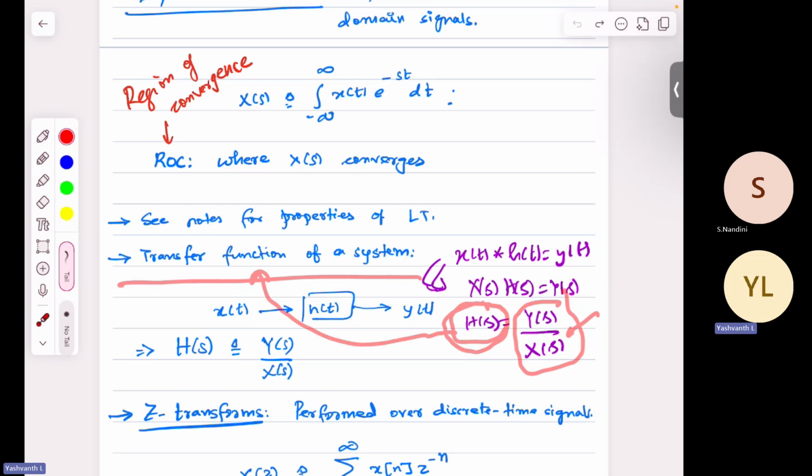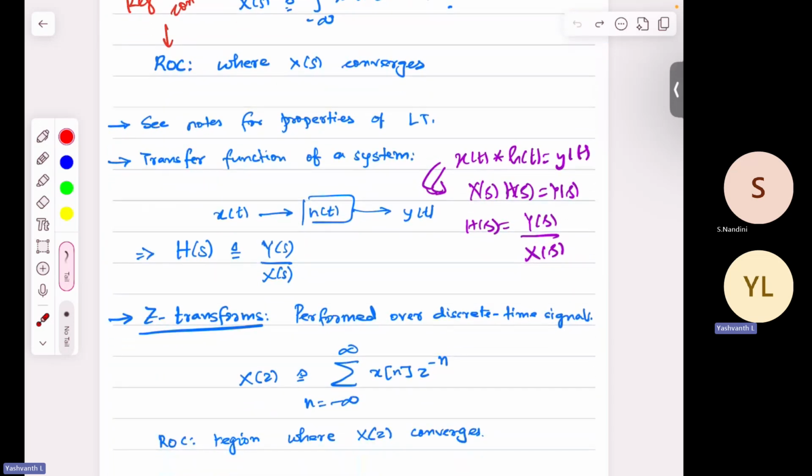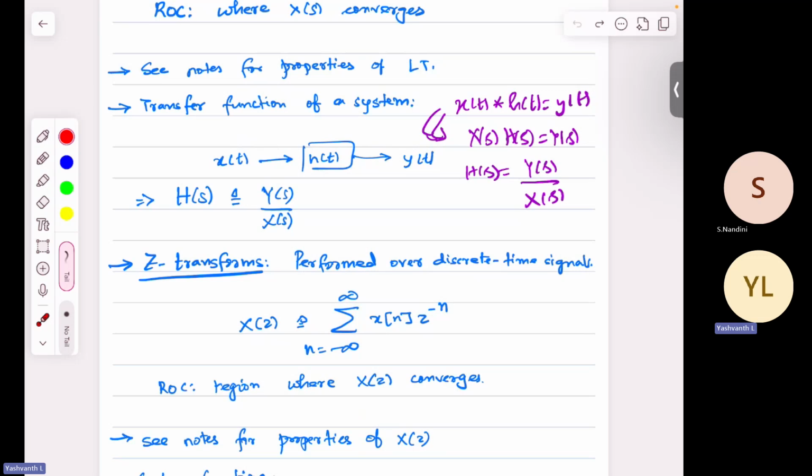Okay, so now while the Laplace transform was defined for continuous time signals and systems, the corresponding counterpart for discrete time signals and systems is what is called the Z transform. And the Z transform has the following definition. That is, X of z is defined as the summation over n equals minus infinity to plus infinity of x of n z power minus n. So note that it is exactly like the Laplace transform in the following sense.